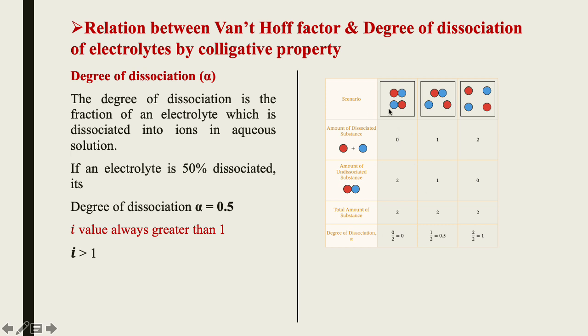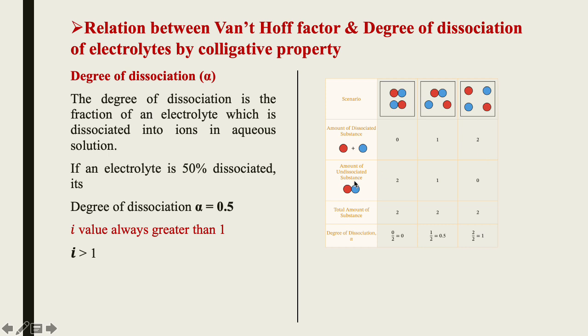Here a 3-type scenario is there. One is undissociated, in another one molecule is dissociated, and in the last both molecules are dissociated. Now we are going to see what three parameters will be there. The amount of dissociated substance in the first case is 0. In the second case only one got dissociated, another remains as it is, and in the third case both got dissociated. So that's why here the number came 2.